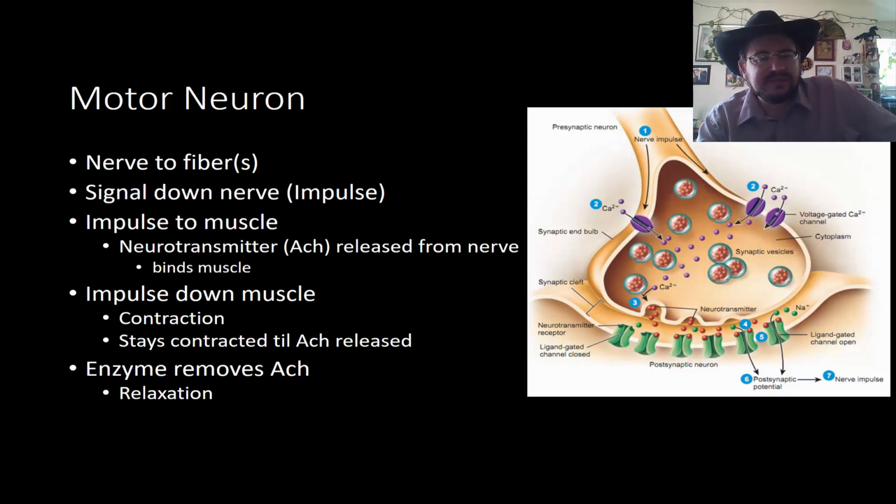Muscle cell sends the impulse down, and that causes contraction. When it's time to relax, you have to remove the ACh. The ACh is just going to stay there until the enzyme kicks it out. It's actually called acetylcholinesterase, but seriously, you don't have to try and remember that. That's the enzyme that kicks it out. Okay.